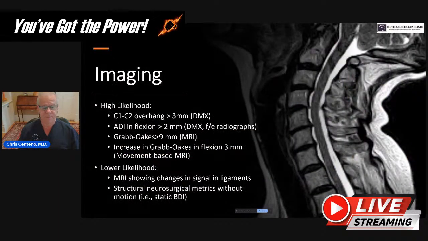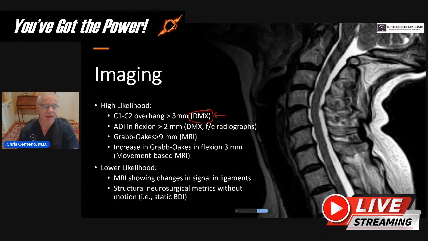Imaging. So I've kind of put this into high likelihood and lower likelihood. So these are the things that we most commonly see. As I've said before, if you had to pick one imaging test that's the most likely to get to a CCI diagnosis if it's present, meaning that it has the lowest rate of missing it if it's there, being a true positive, that's going to be digital motion X-ray.